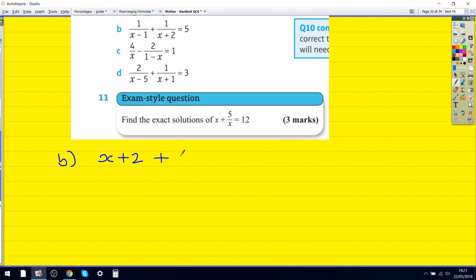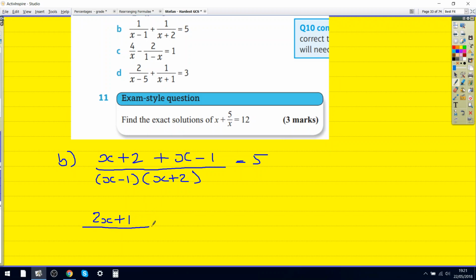Okay. So what do we have? So then we can add these two up together. So we have 2x plus 2 minus 1 is just plus, so 2x plus 1 over, we can expand the bracket, I think. Do we need to expand this bracket? Yeah, we probably do. So to expand it, we'd have x squared plus x minus 2. And that is all equal to 5.